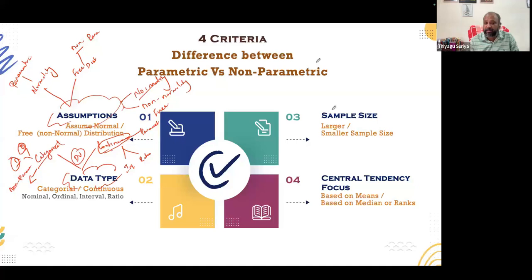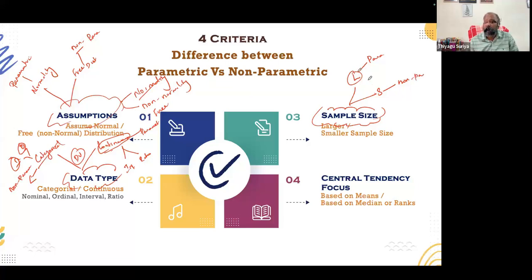The third condition is the sample size. You know that basically the sample size is either a large sample or a small sample, right? If it is a large sample, I'm talking about a much larger sample, then you can go with the parametric. And if the sample size is very small in nature, go with the non-parametric.